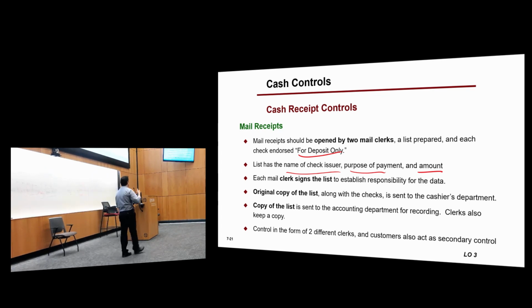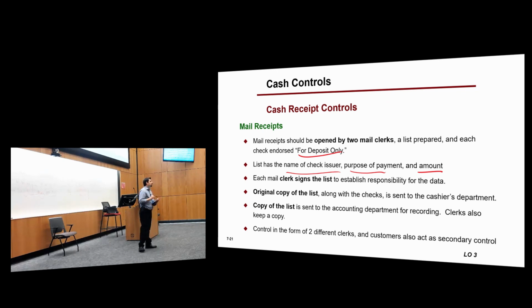They send the original along with the checks to the cashier's department, who will later deposit it at the bank. They send another copy to the accounting department. They record those payments. Remember, we still need to make the journal entries, right? They prepare those entries, and then the clerks will keep a copy for their own records.